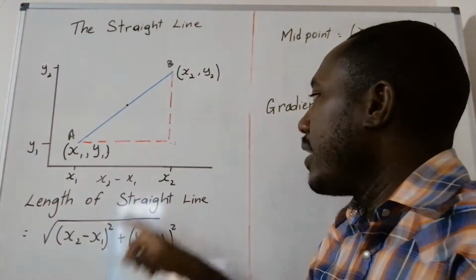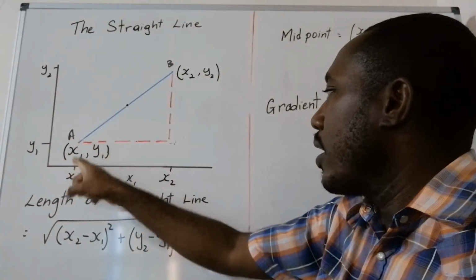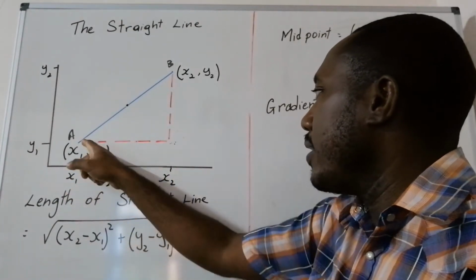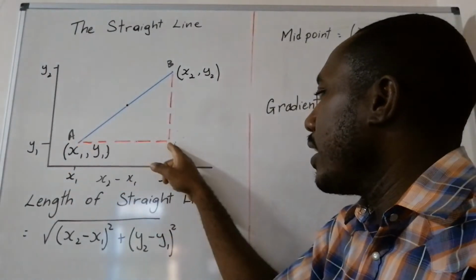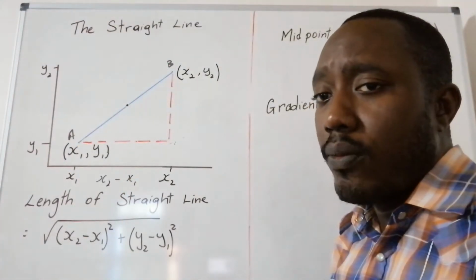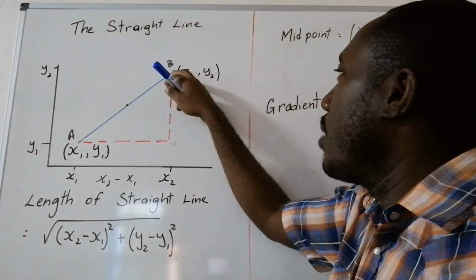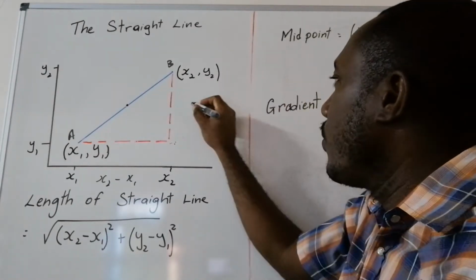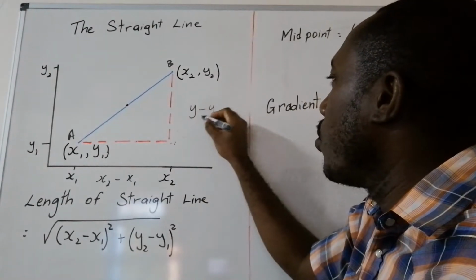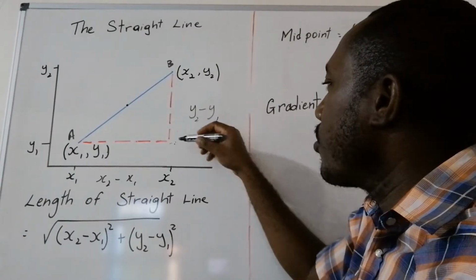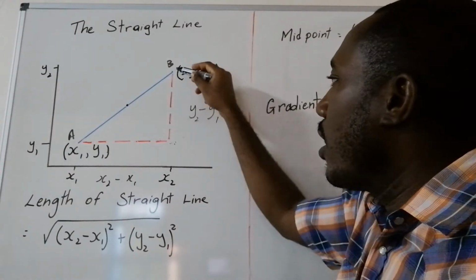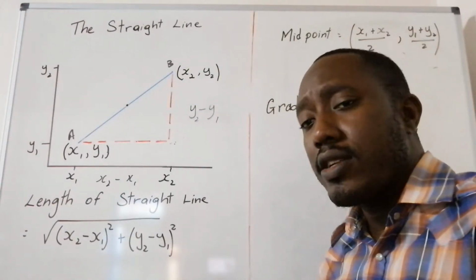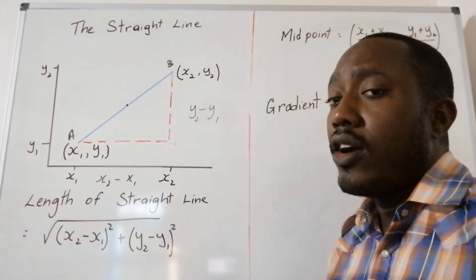So x2 minus x1 tells us the distance from this point of our triangle to this point. And the distance from here to the top of the triangle is represented by y2 minus y1. When we subtract, we have the distance from here up to that point. That is why we can use the Pythagoras theorem to help us find the length of a straight line.